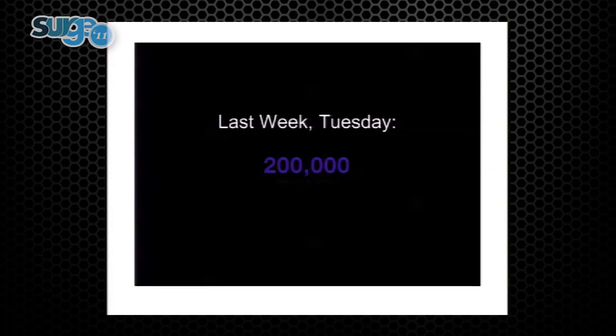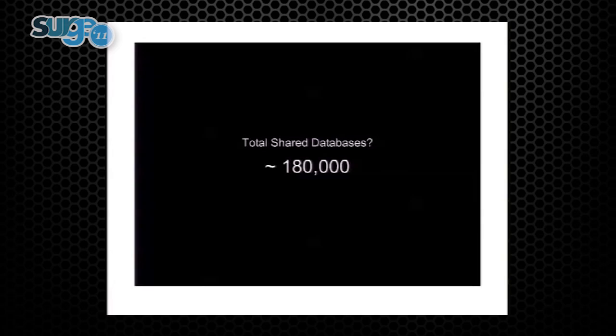This is how many apps we were at last week. It's Tuesday, and this was Monday. So we have a lot of databases, as you might imagine. Around 180,000 Postgres databases, and that's multi-tenant, so it's not instances, but many databases on more than one server.